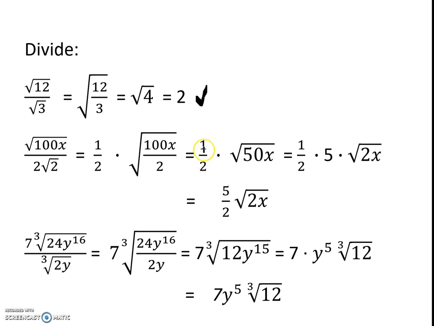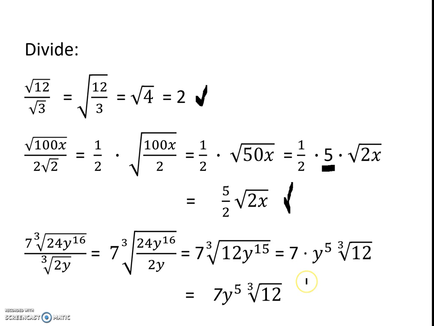We know the 1/2 stays out in front. We also know 100 divided by 2 is 50. We know we can break that 50 into 25 times 2, and the square root of 25 is 5. So now we have 1/2 times 5 times the radical 2x. The radical 2x is in lowest terms, but 5 times 1/2 is 5/2. So our answer ends up being 5/2 times the square root of 2x.